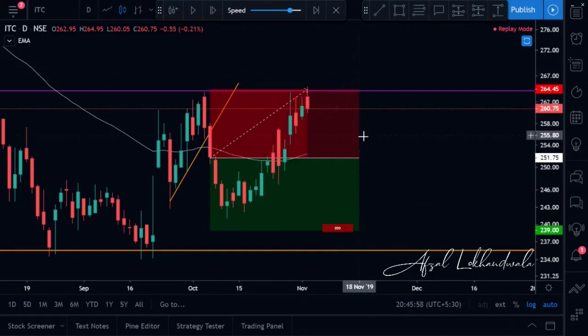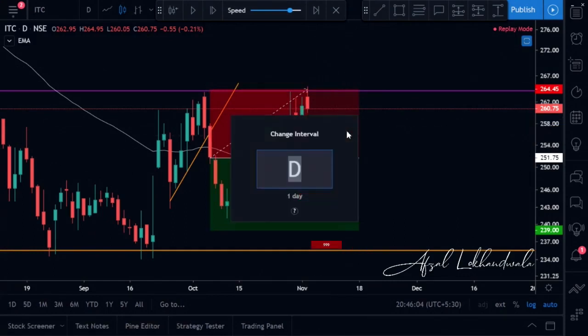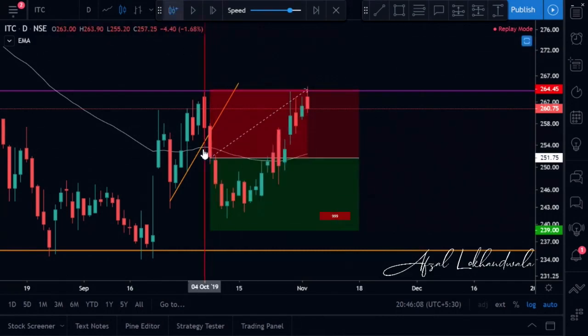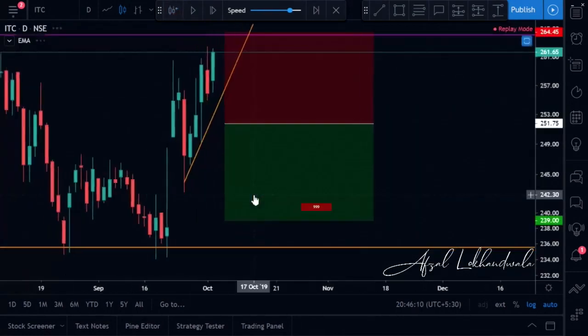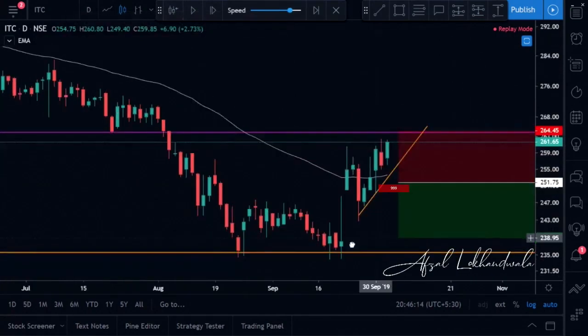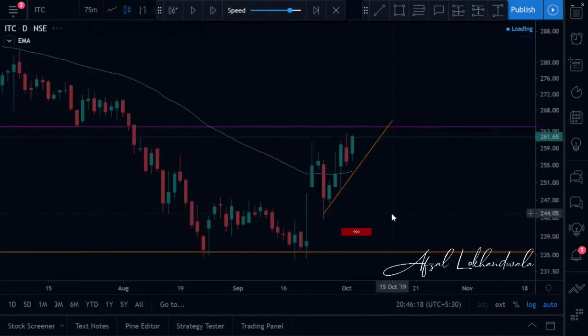So we are done talking about the positional part. Let us look at the 75 minutes part, how the trade plays out. Let me first go back to this candle. We will delete this and go to the 75 minutes.